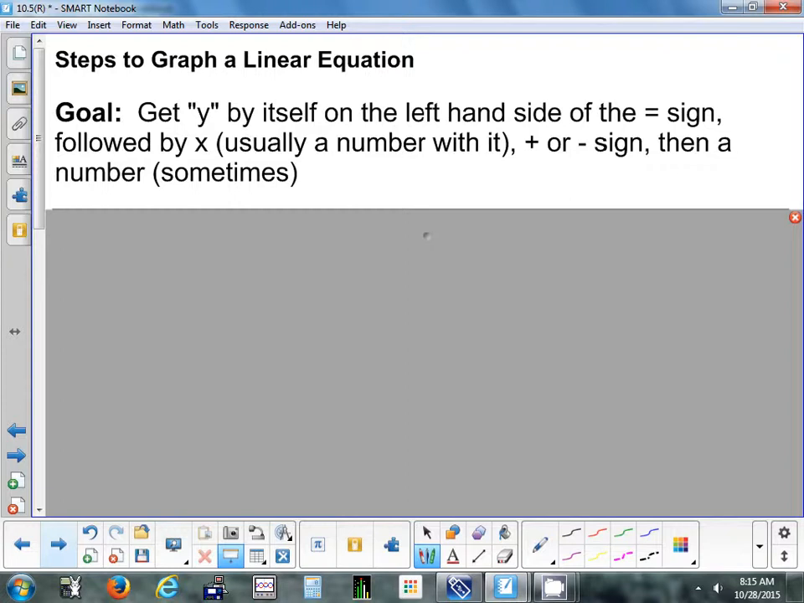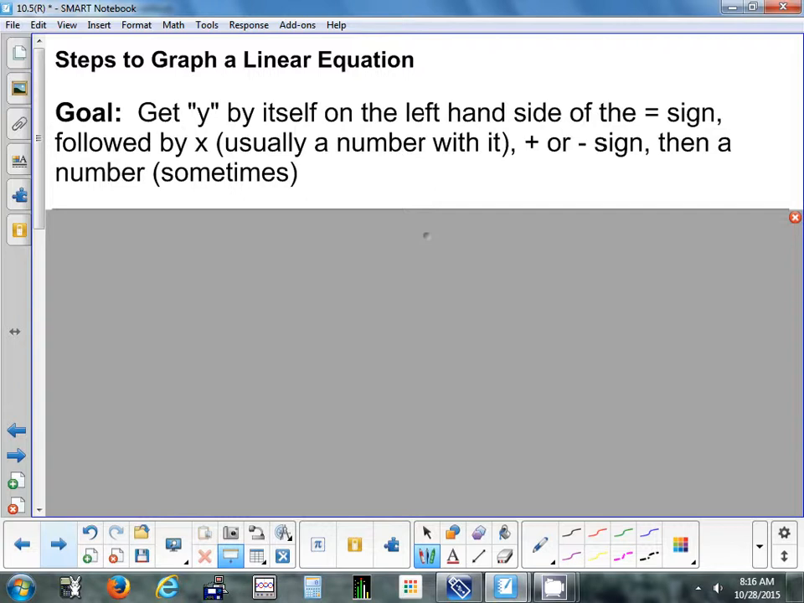So the goal, like Mr. Hager just said, is to get y by itself on the left-hand side of the equal sign, followed by the x. Most of the time, that x is going to have a number with it, but sometimes it might just be x by itself, a plus or minus sign, and then just a number at the end.